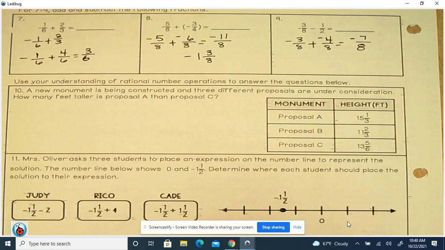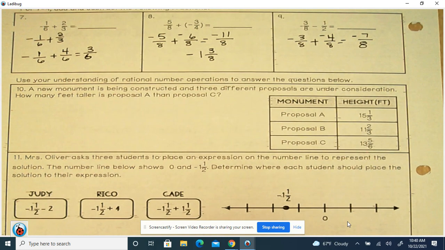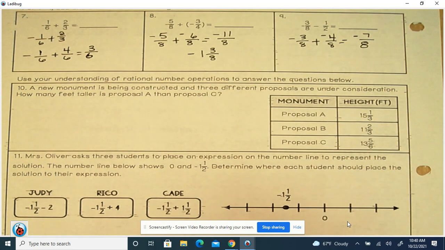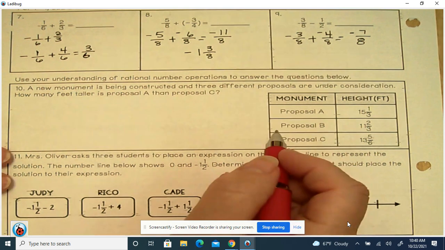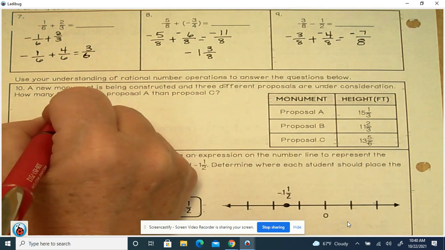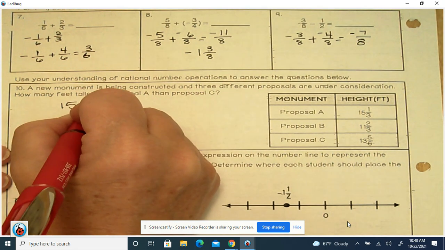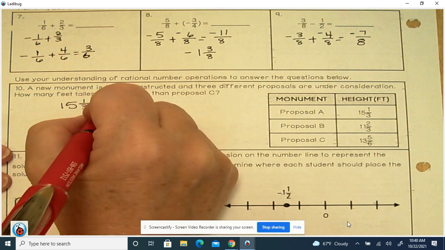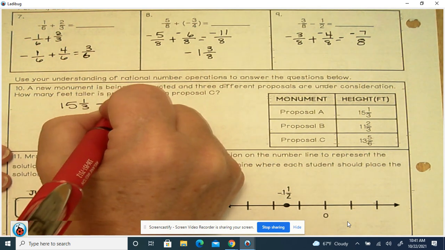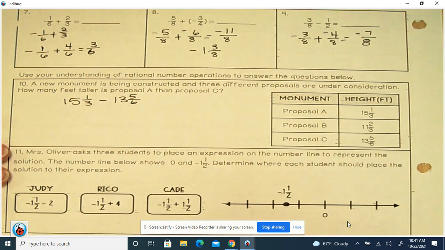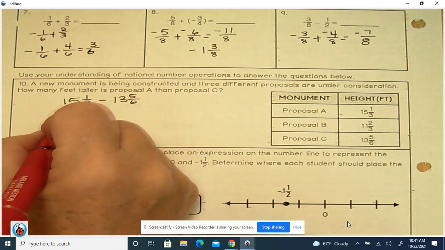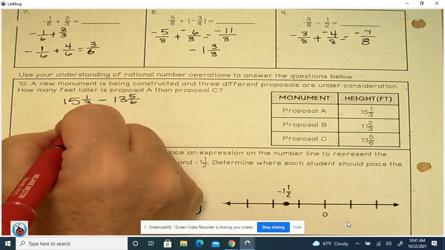Use your understanding of rational number operations to answer the questions below. Number 10. A new monument is being constructed and 3 different proposals are under consideration. How many feet taller is proposal A than proposal C? Proposal A is 15 1/3 minus, because we want the difference, 13 5/6. All right, the common denominator between these two would be 6.